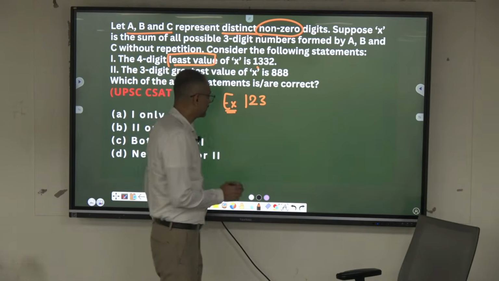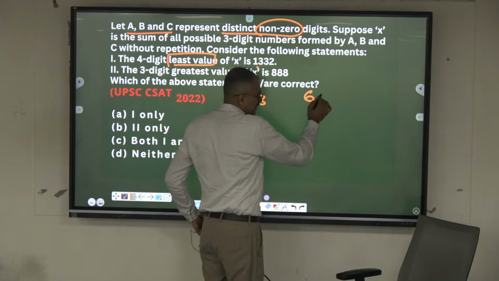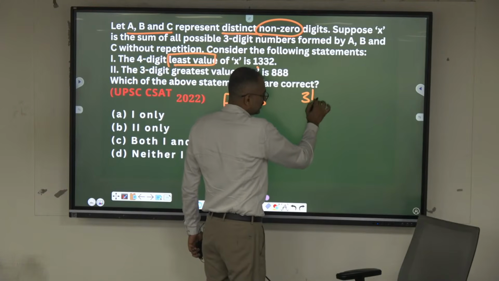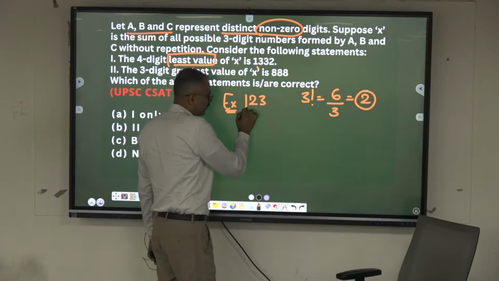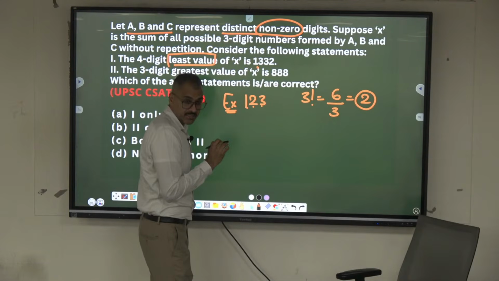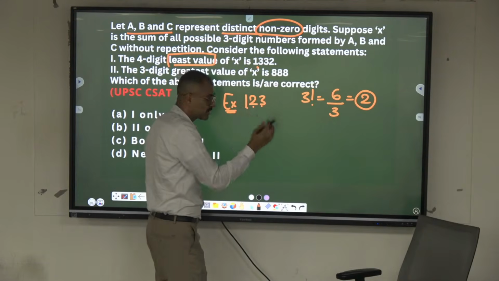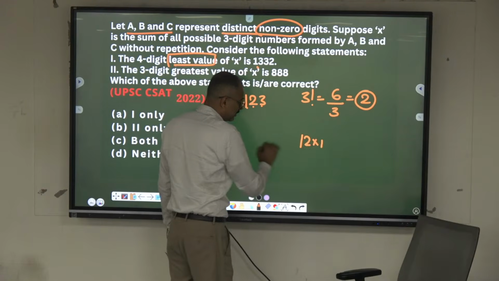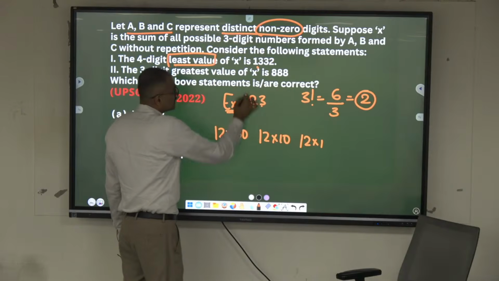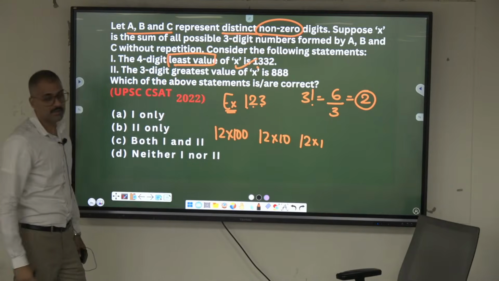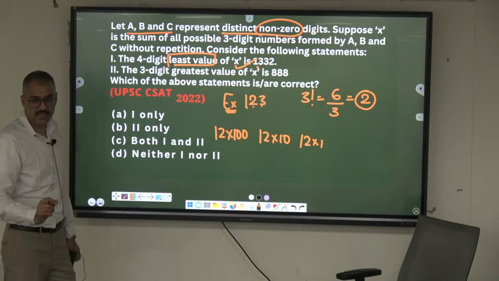Now, come on, look here. 6 ways. 3 factorial is 6. 6 by 3 is 2, so each digit is repeated twice in each place. 1 plus 2 plus 3 is 6, twice. So the sum is 12. 12 into 1, 12 into 10, 12 into 100. What is the sum? 1332. Okay, that is the least we can get.